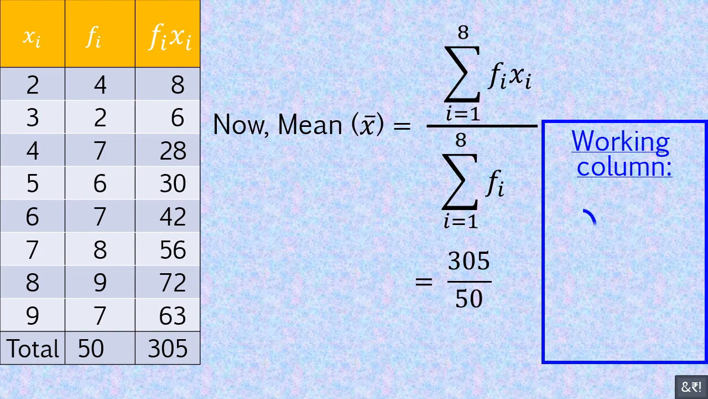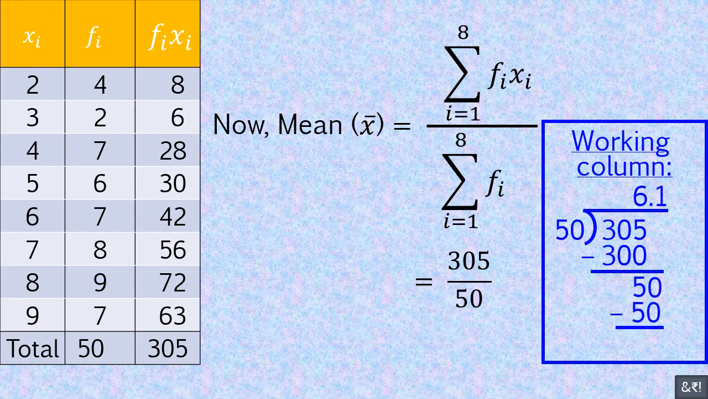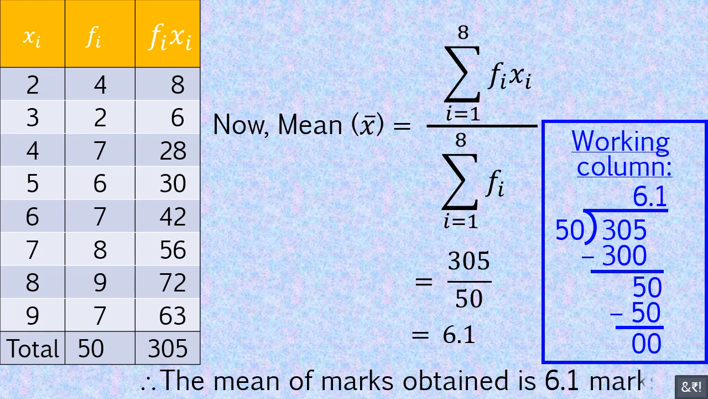Working column. 305 divided by 50. 50 times 6 equals 300. 305 minus 300 equals 5. 0 and decimal point. 50 times 1 equals 50. 50 minus 50 equals 0. Equals 6.1. Therefore, the mean of marks obtained is 6.1 marks.